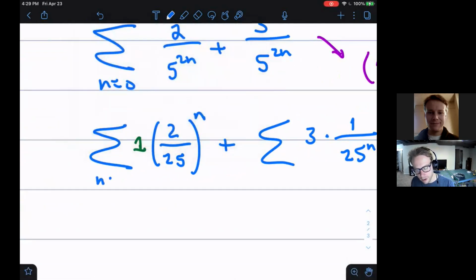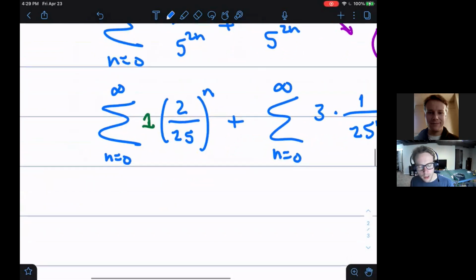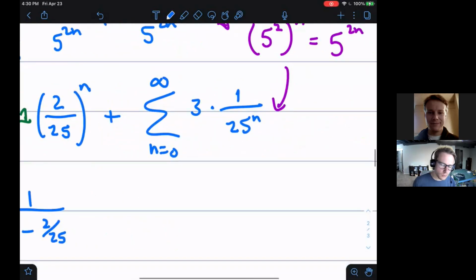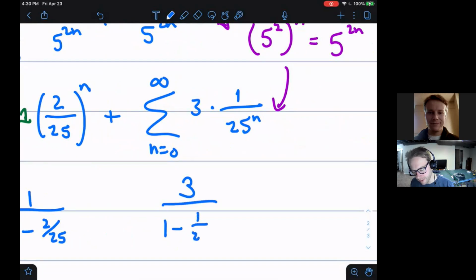Let's go ahead and include our bounds. For this one right here, we're going to have 1 divided by 1 minus 2 25ths. So again, that's my a divided by 1 minus r. For this one right here, maybe you've done so many of these that you're very fast at this now. This is going to be 3 over 1 minus 1 25th.